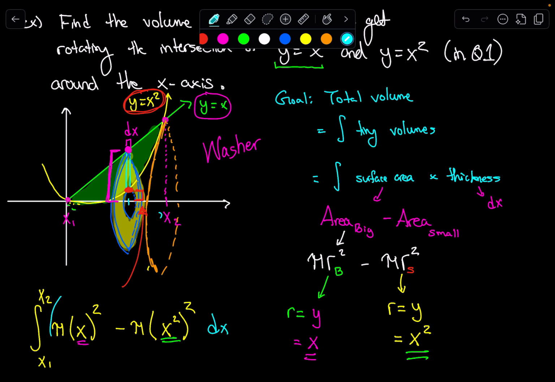You could put this in big parentheses if you want it to be the most technically correct. Yeah, and this is going to do it. This is going to get us the volume of this shape. And again, you could also notice that both of these terms have a pi in it.